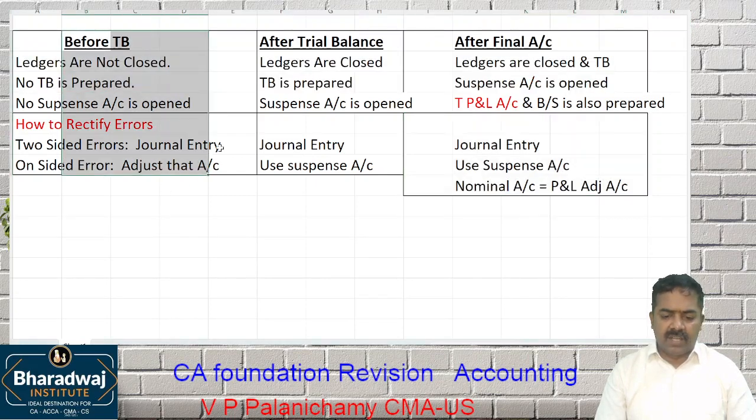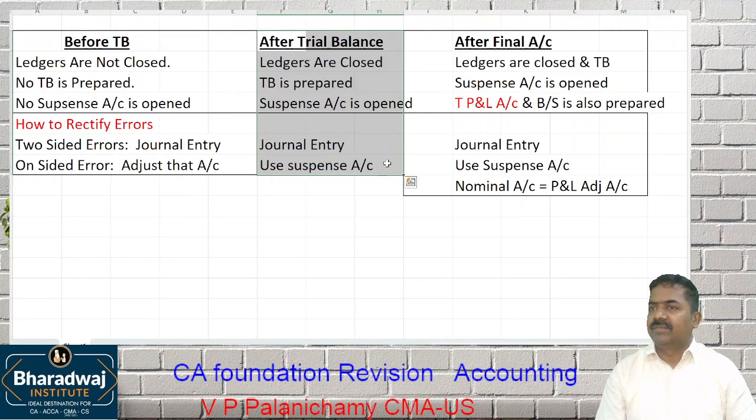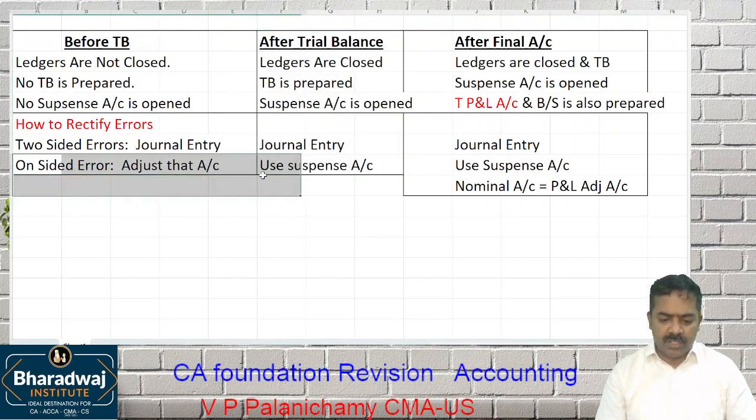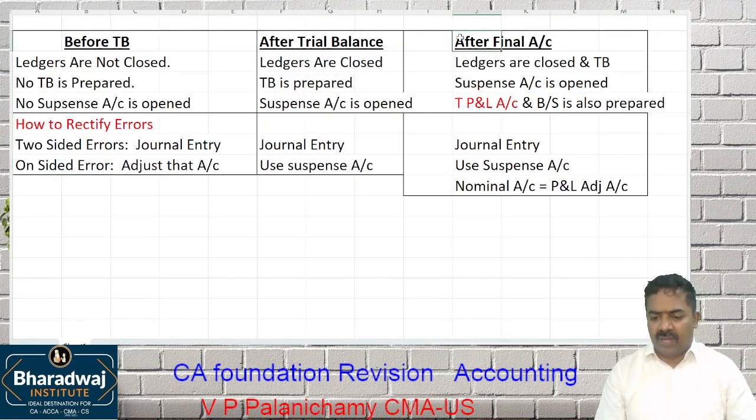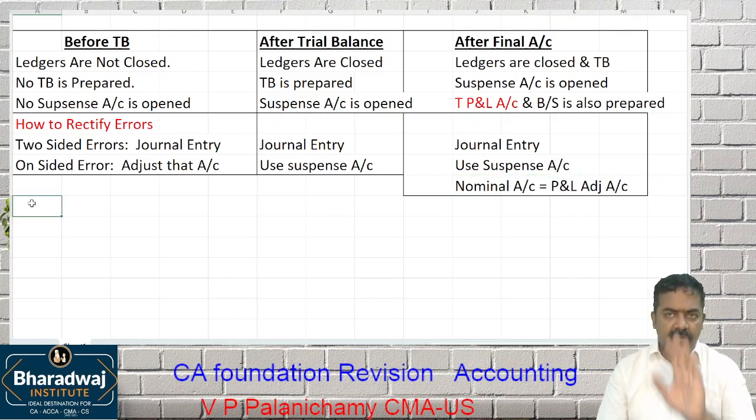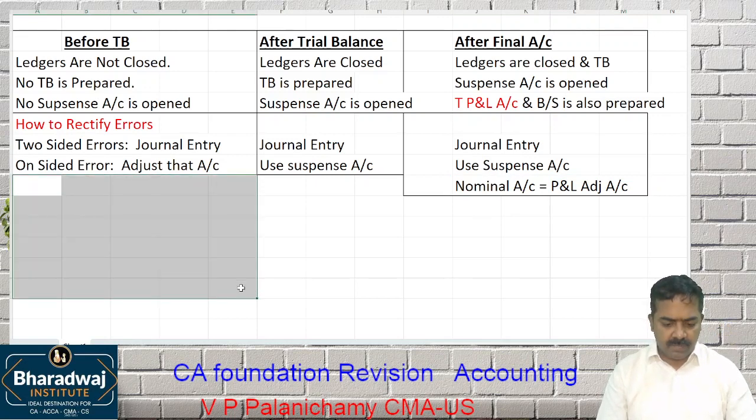Before trial balance and after trial balance, what is the difference? We use which account? Suspense account. After final accounts and after trial balance, what is the difference? Everything is same. In the place of nominal account, we use which account? P&L adjustment account. Maybe I'll give you 2 or 3 examples. I'll give you time to copy. Just wait. Pay attention.